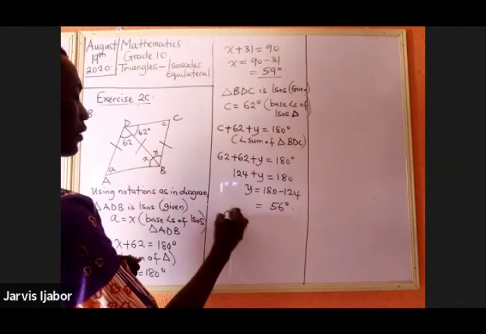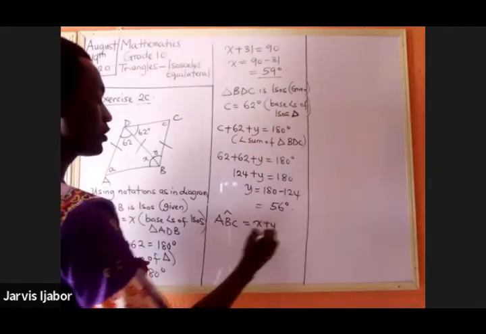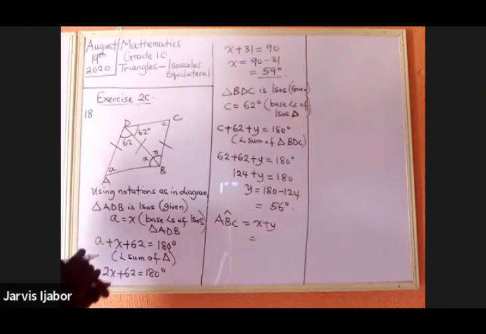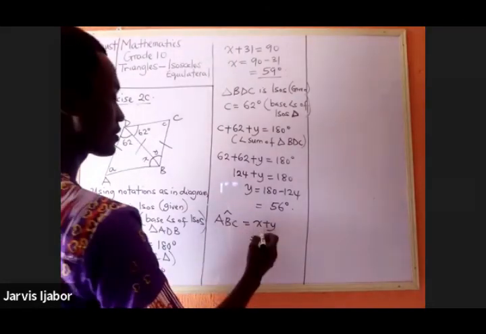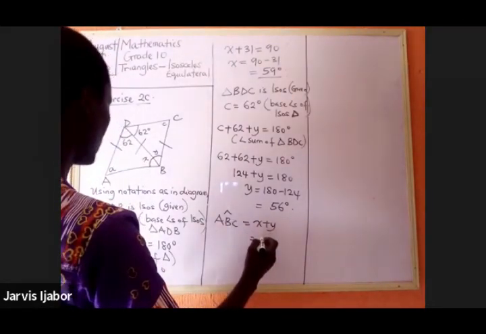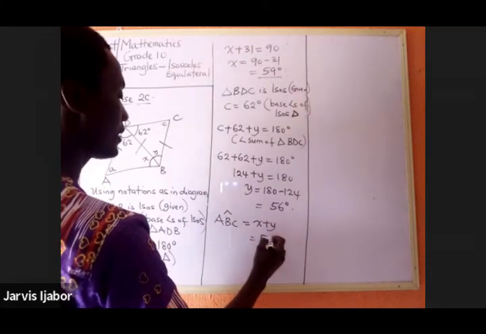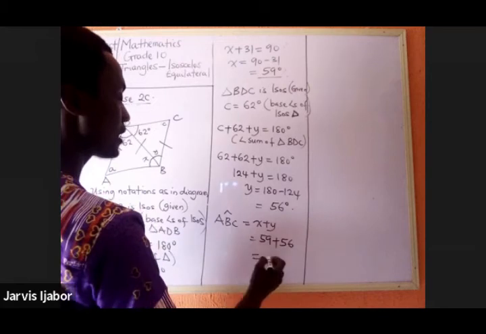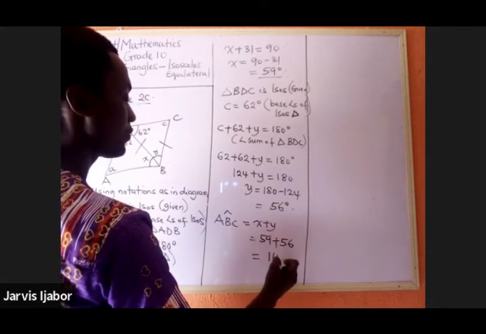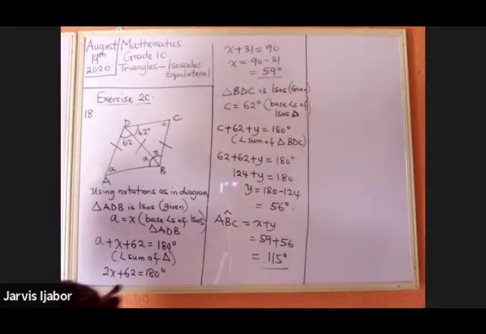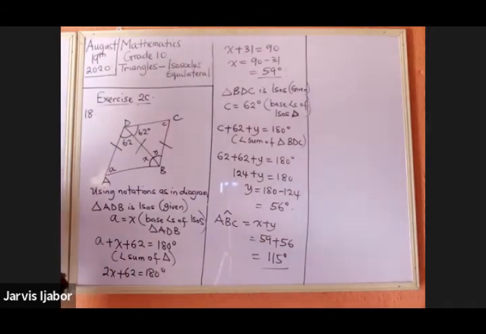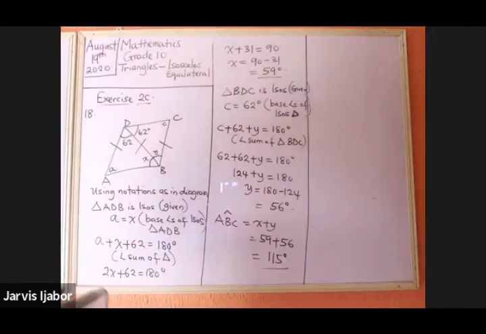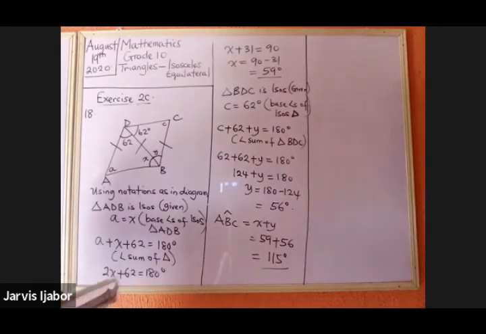Now, angle ABC is equal to x plus y, according to my sketch. So what is x? X is what? 59. And y is 56. So the answer is 100 and what? 15 degrees. So that's what that will be. So for question 18, the angle will be 115 degrees. So that's for question 18.